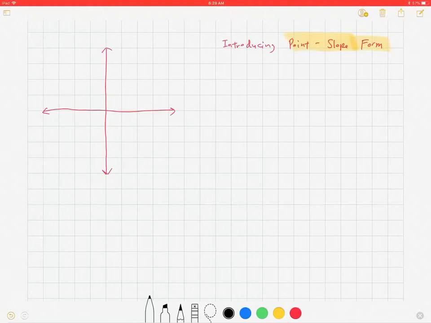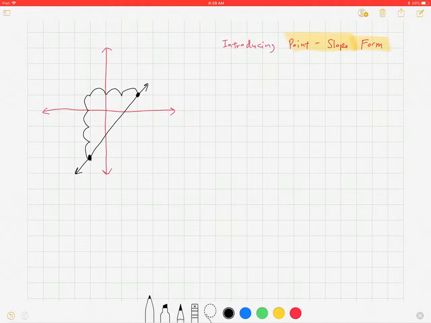So I am just going to draw a point here, and while I'm doing this, I'm going to count out loud. Up 1, up 2, up 3, up 4, and then I'm going to go to the right 1, right 2, right 3. I'm going to put a point there. This is the equation for the line, and I'm going to show you how to do it in point-slope form. So I'm going to connect this just to make it look prettier.